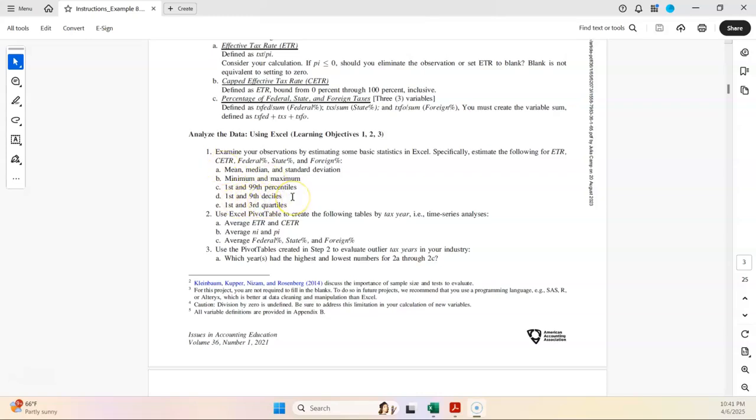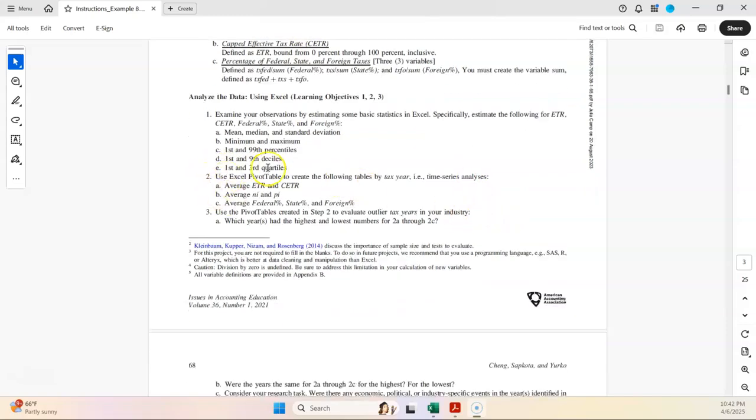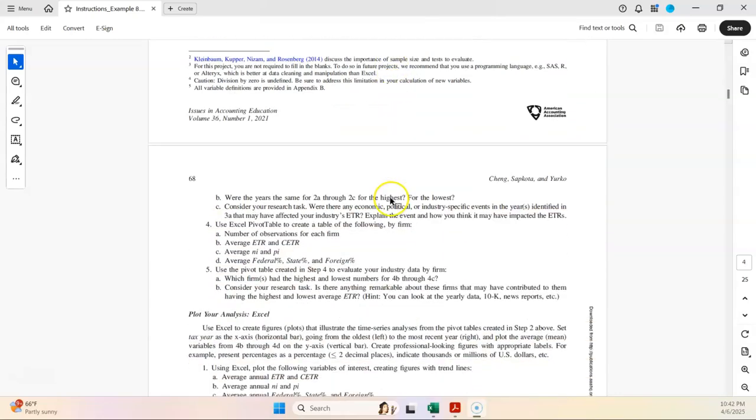First and 9th deciles. A decile is kind of like a quartile, a special percentile, and a decile just means every 10. So the first decile would be 10%. The 9th decile would be 90%. And then we're going to make a pivot, first and third quartiles, which we know how to do. And then we're going to do a pivot table of ETR, the effective tax rate, and CETR, the capped effective tax rate. And we won't really worry about this other stuff.